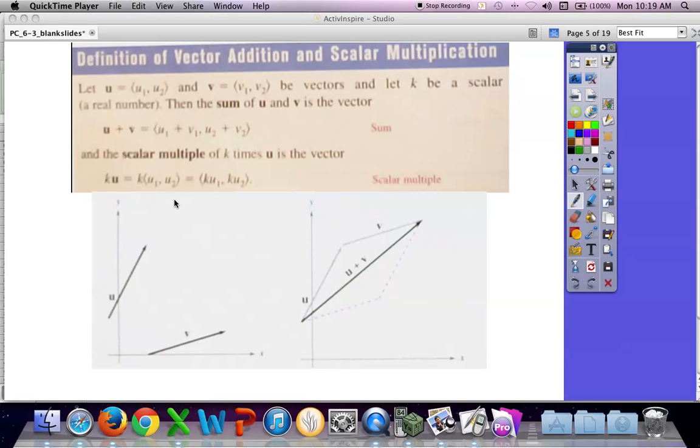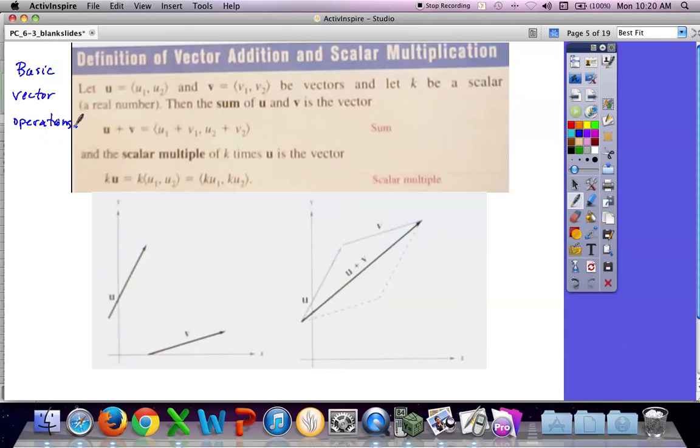Okay, so there's two operations that the book would call basic vector operations, right? These are the basic vector operations. Again, when we did matrices, since vectors are matrices, then they were really kind of the same thing.